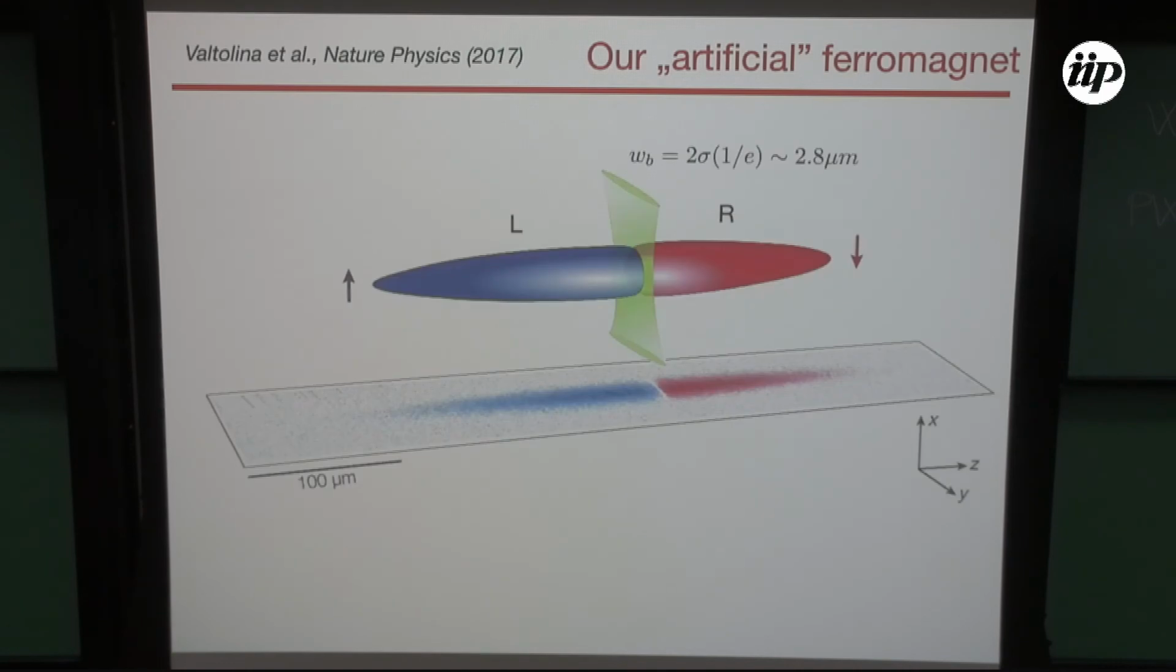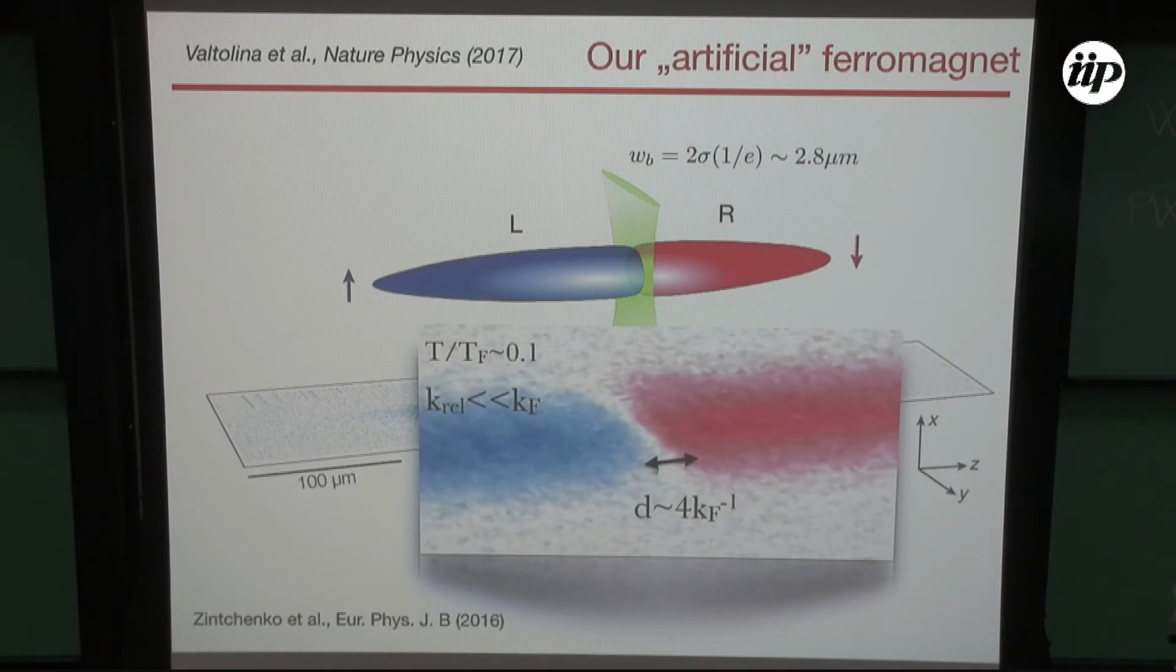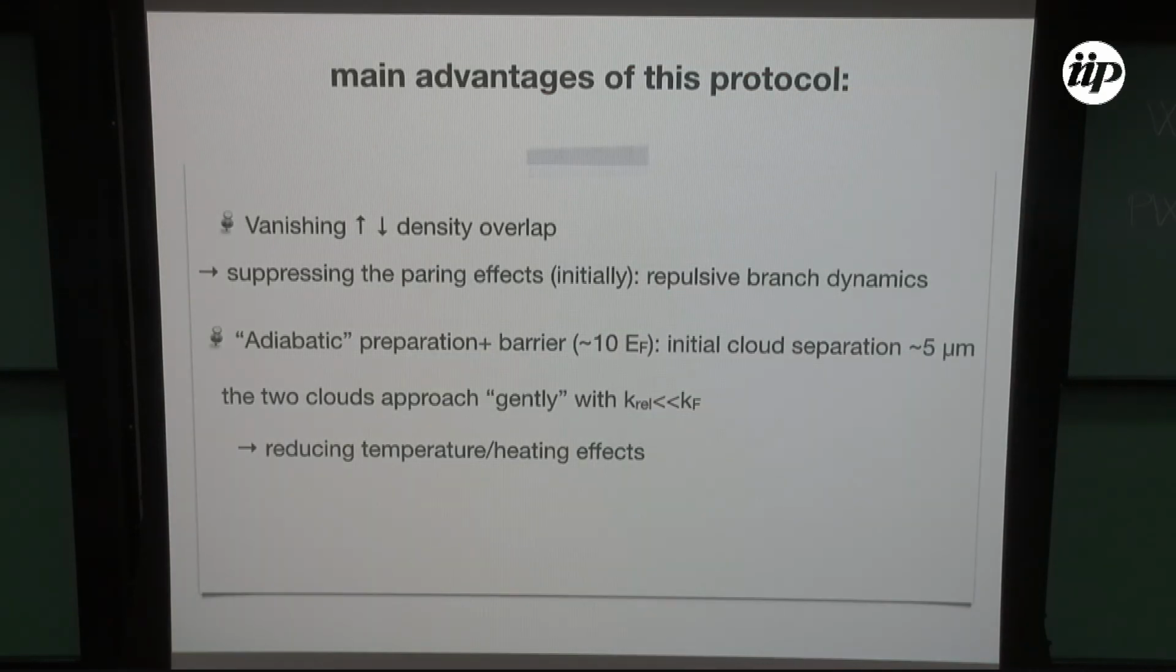So we started with a ferromagnetic state that is artificially created. We have segregated all the up particles here, all the down particles there, by a thin optical barrier. The key point here was that the separation between the 2-spin reservoirs was just a few interparticle spacings, very cold, and this allowed us to prepare the system in such a way that the density overlap was, of course, vanishing initially. This was suppressing completely the pairing effect.